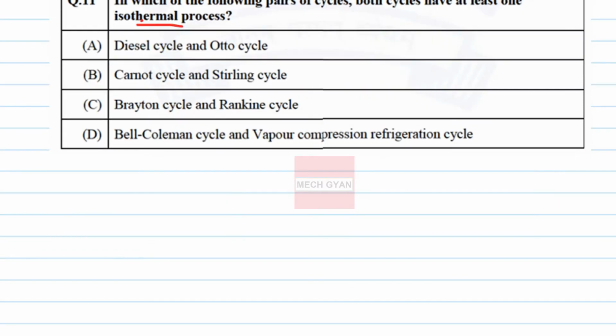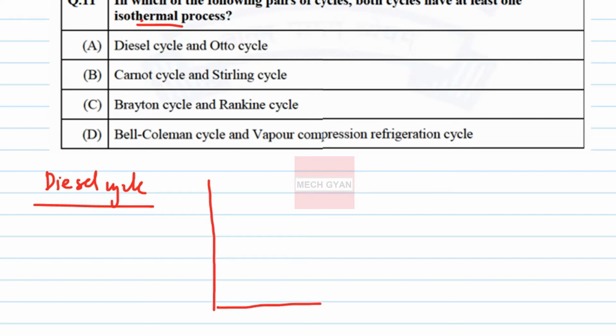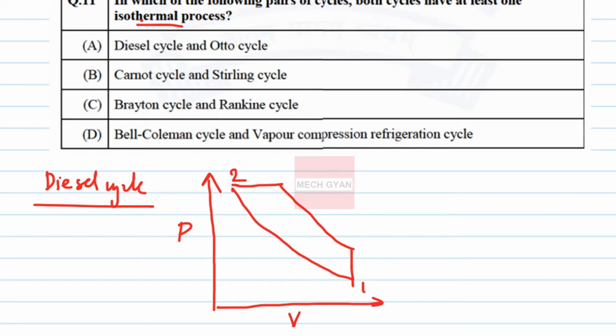The first choice they have asked is the diesel cycle. Let's draw the PV diagram and the TS diagram. On the x-axis we have volume, on the y-axis pressure. This is the PV diagram of a diesel cycle. This is 1, 2, 3, 4: 1 to 2, 2 to 3, 3 to 4. This is the heat addition process and this one is the heat rejection process.